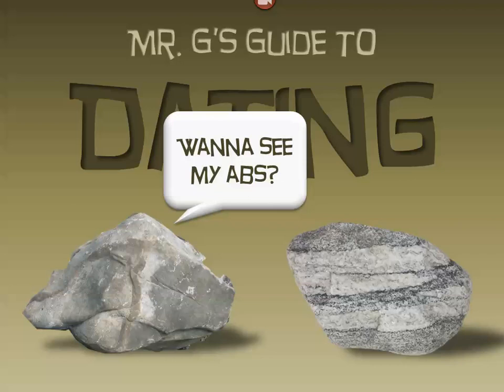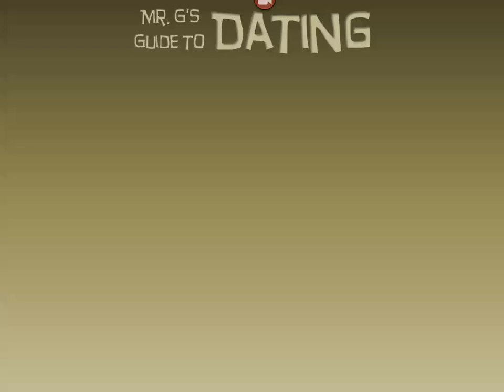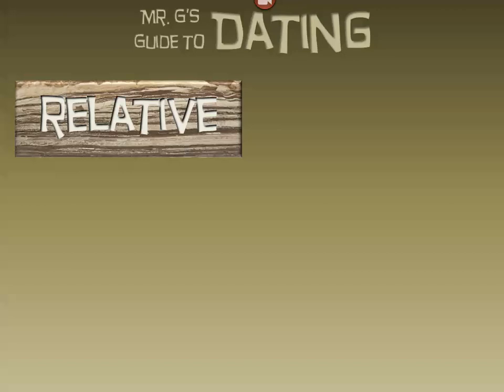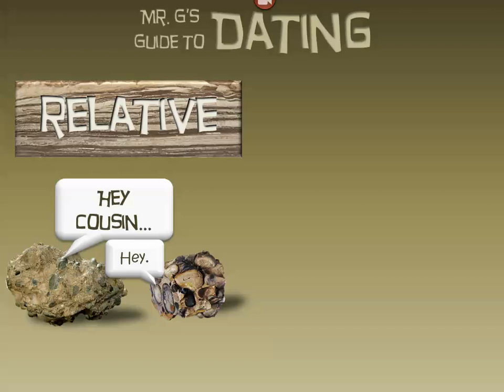All right, Mr. G's Guide to Dating. We're talking about dating rocks here, of course. And there are two main kinds of dating. There's relative dating. And no, it's not what you think. And it doesn't really mean that you're dating your relatives. It means that you're dating rocks in a certain way. And then there's absolute dating. And oh, jeez, they keep getting worse.